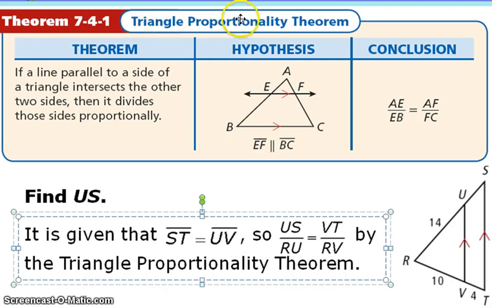Alright, we've got the first theorem here. There will be a lot of theorems on this, by the way, which is the triangle proportionality theorem. It says if a line parallel to a side of a triangle intersects the other two sides, then it divides those sides proportionally. Got a picture over here that goes along with it.